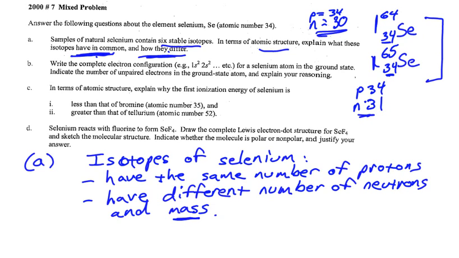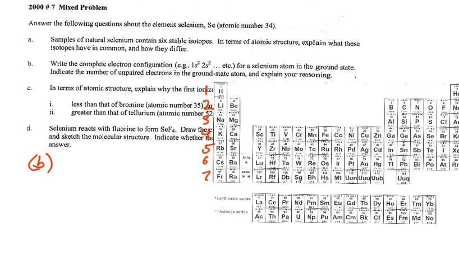You notice the bullet point strategy works well here. It makes us sure that we hit the same and different, and we don't avoid answering that part of the question. Part B, write the complete electron configuration for a selenium atom in the ground state. The operable word here is complete. No abbreviations using noble gases.